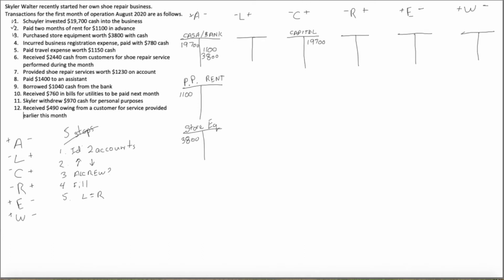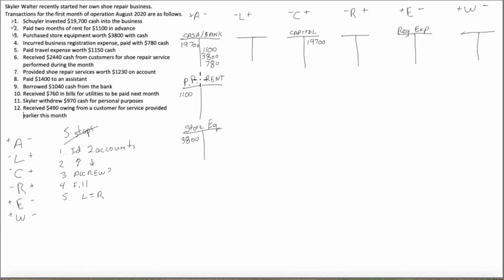So we need to have an expense over here. Account: registration expense. Okay. All right. So if we paid with cash, did it go up or did it go down? Right here, we're looking at our steps. Cash, it went down. Correct. So $780.